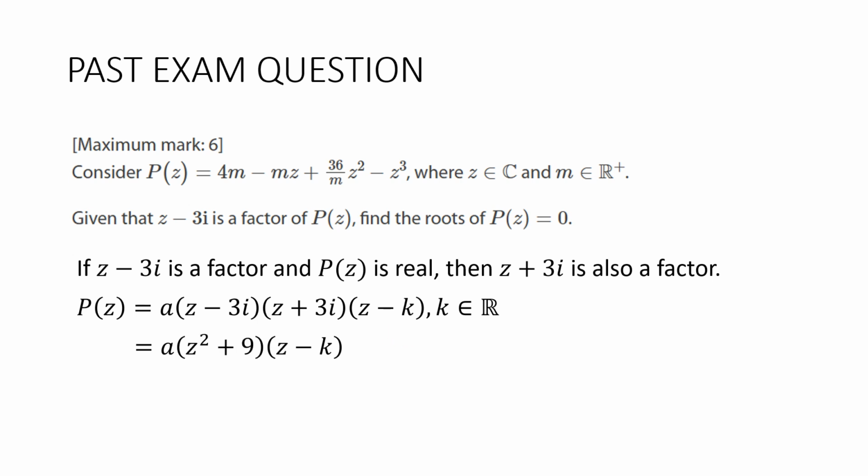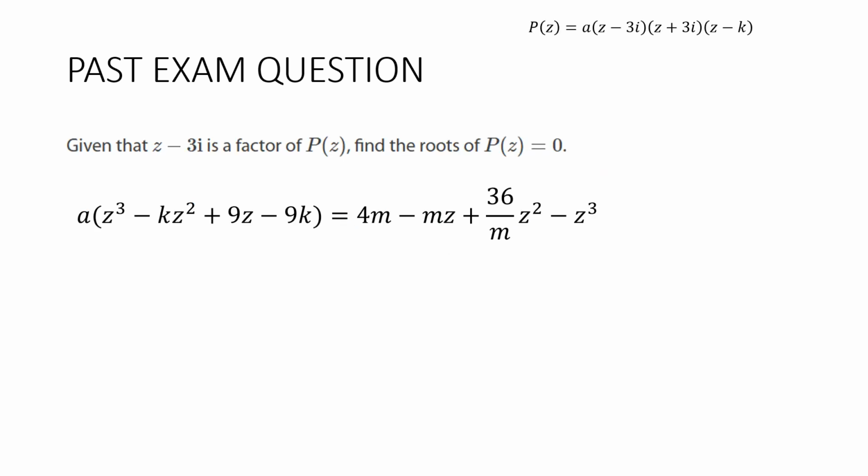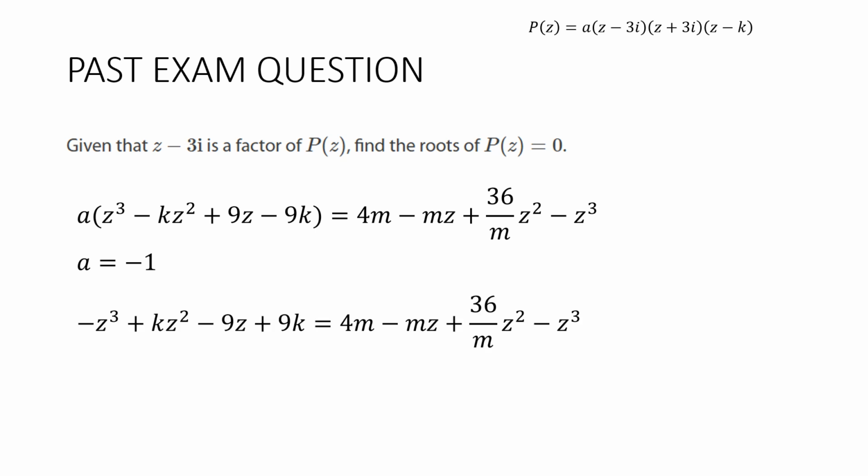Let's expand that out, and we end up with a multiplied by z cubed minus kz squared plus 9z minus 9k. So now let's equate coefficients of like terms. We can see that a must be equal to -1. Let's rewrite that. Now let's look at the coefficients of z. -9 is equal to -m. m must be equal to 9. And then finally, 9k must be equal to 4m. So k is equal to 4. That means the roots are 4 and plus or minus 3i.